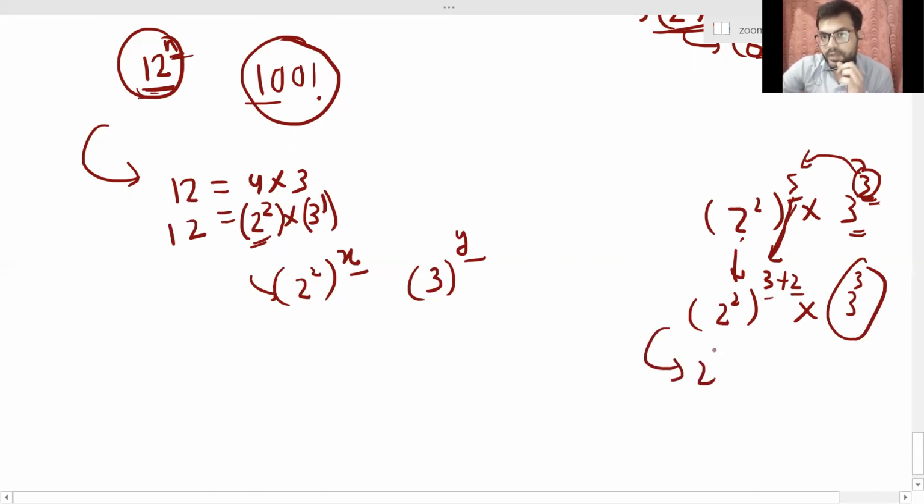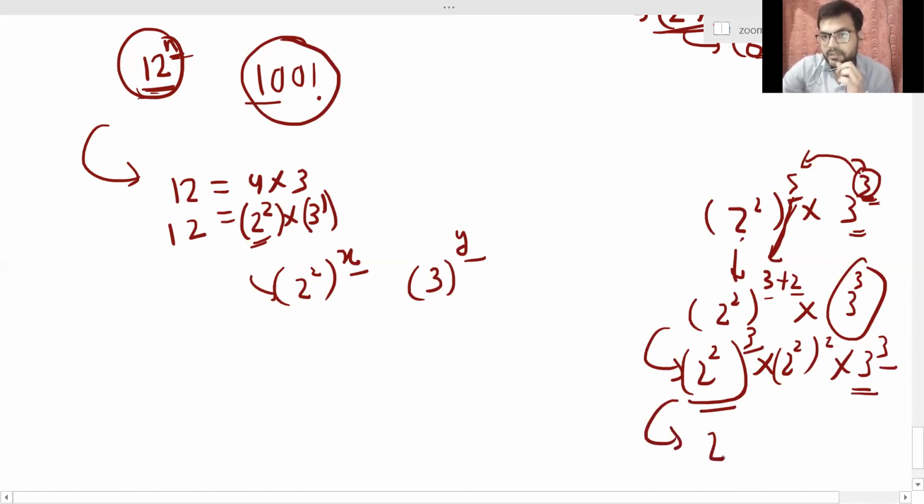So now this 2 square can be written as 2 square raised to the power 3 into 2 square raised to the power 2 into 3 cube. Now this 2 square to the power 3 and 3 raised to the power 3, these two can be taken together. So 2 square into 3, raised to the power 3, into 2 square raised to the power 2. Now this is of no use for us.